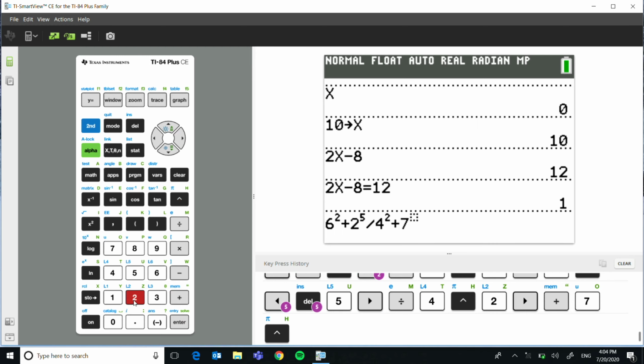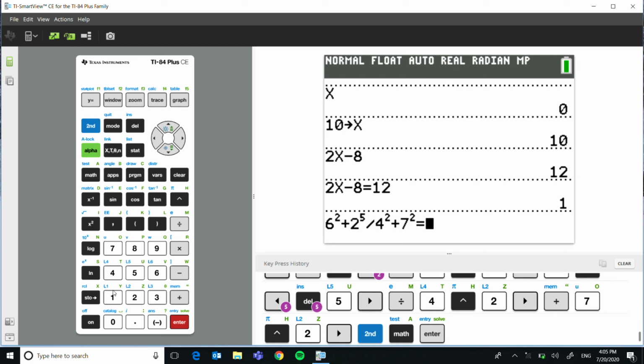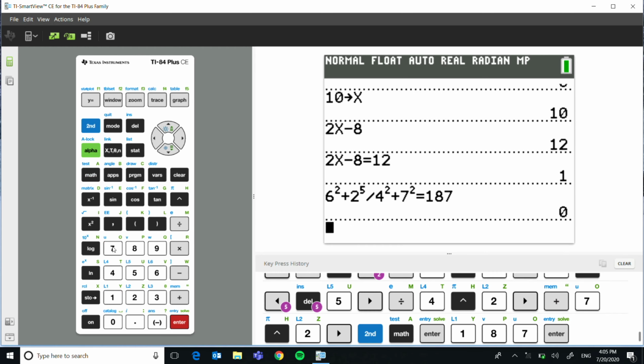So let's say we got our answer. And let's say that we got, instead of 87, which we know is correct right now, say we got 187, and we just want to check that. We would do second test equals 187, hit enter, and that 0 means we're incorrect. All right, so we did something wrong, and we have to recheck it.